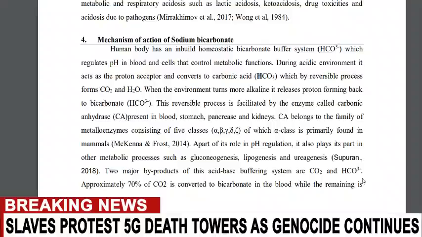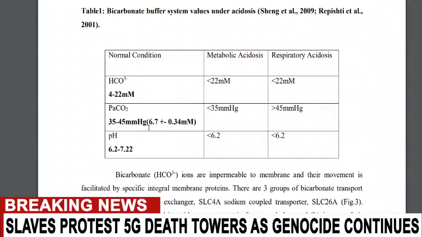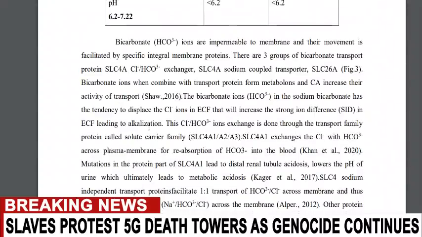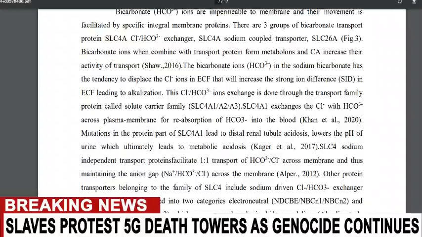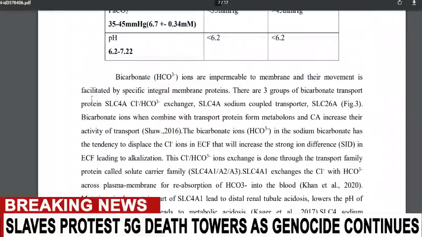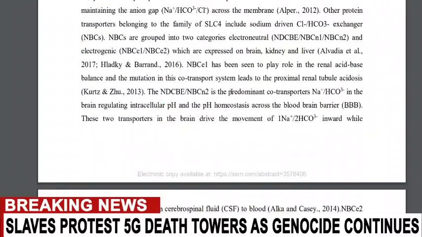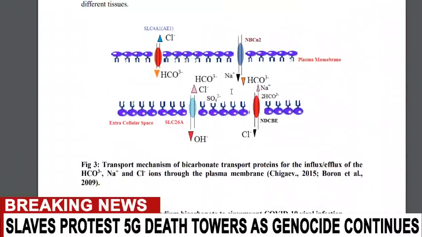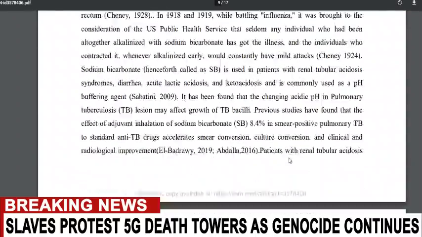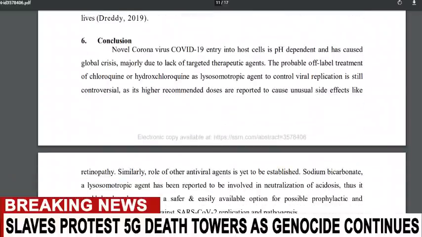All right, we better wrap this up here. In any case, what else we got? There's probably a few more things that we could cover in this scientific paper. Bicarbonate ions are impermeable to the membrane, and their movement is facilitated by specific membrane proteins or channels or transport systems. This is cell biology 101. Maybe not the biology you got in high school, but in any case, let's see, I think there was probably something else.